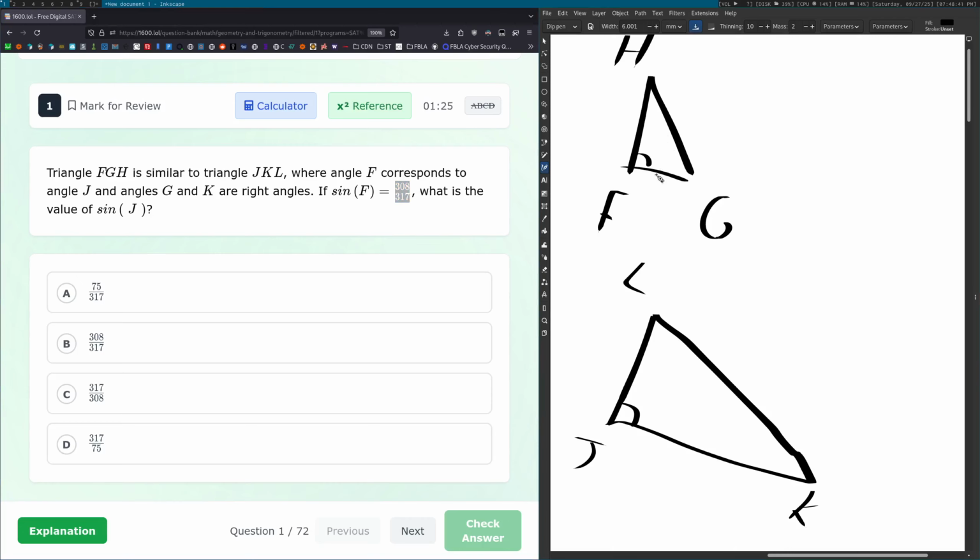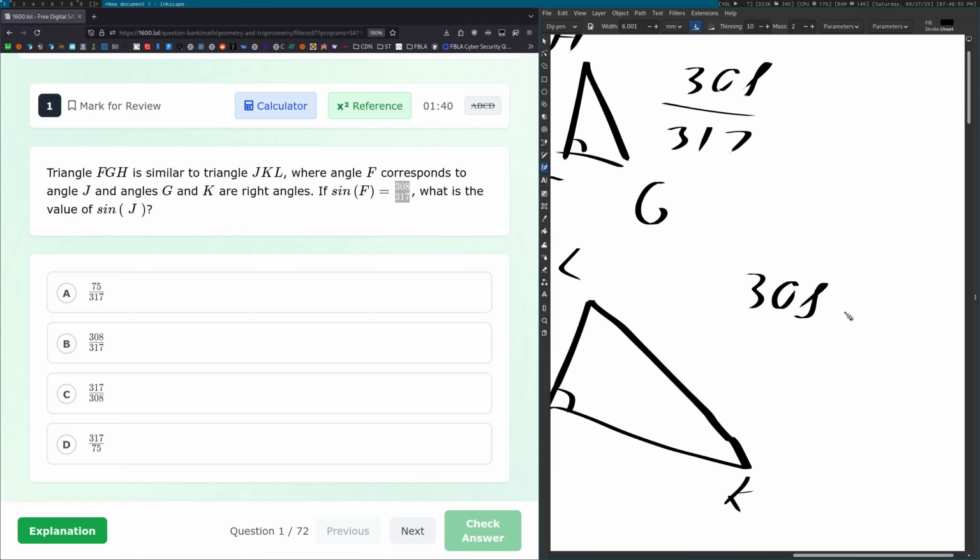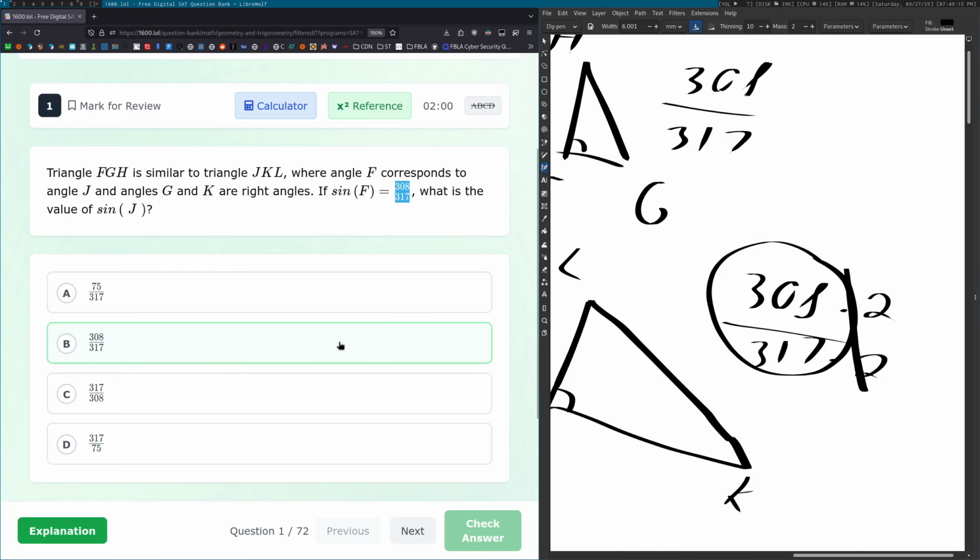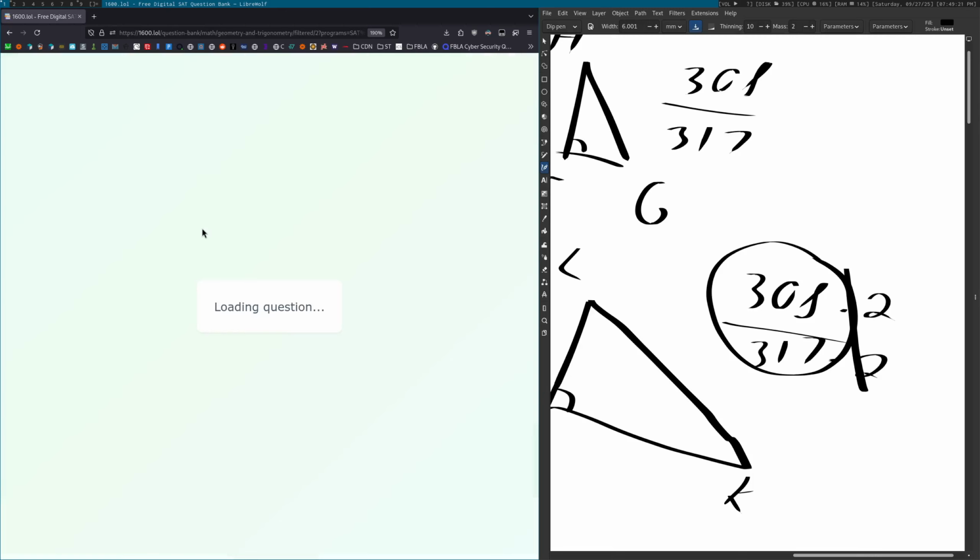So the thing to notice here is that if this is, okay, let's just say opposite over hypotenuse. So okay, this is a horrible diagram, but whatever it is, let's say 308 over 317. The sides for this one are just going to be a scaled version of that. So it's going to be like 308 times 2 divided by 317 times 2. And since it's similar, and we have the product here on the top and the bottom, we can cross it out and the ratio is the same. So 308 over 317 is our answer. It's the exact same because it's a similar triangle. The ratios are the same. Correct. Moving on.